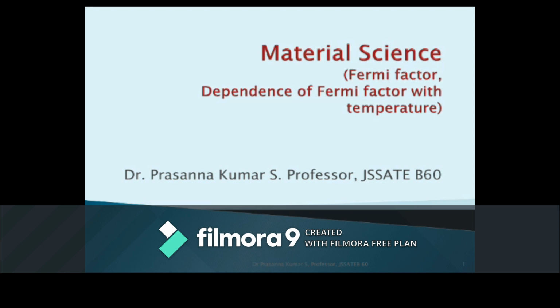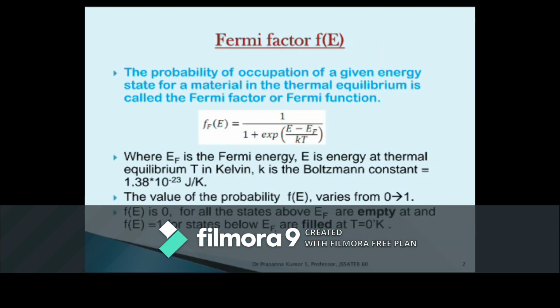And you know that at T equal to 0 K, EF, that is the Fermi energy, is the highest occupied level. So the levels below EF are filled and levels above EF are unfilled. Then we come to the Fermi factor, which represents the probability of occupation of an energy state. The electron has to occupy some energy level, so what is the probability of occupation in this particular energy level is given by the Fermi factor at any given thermal equilibrium.